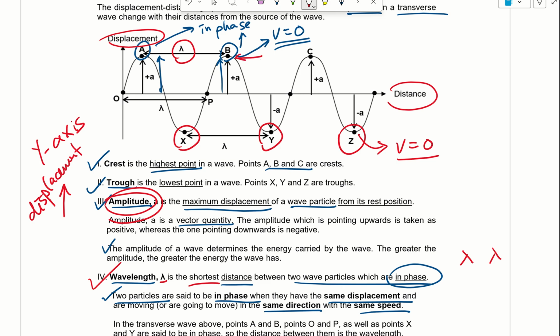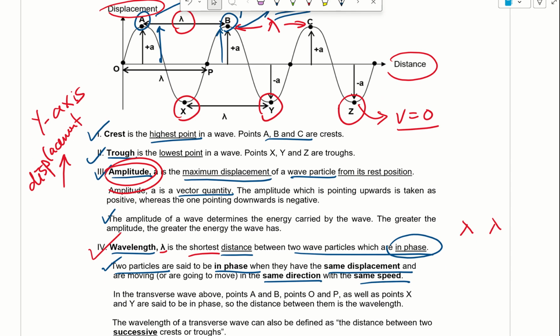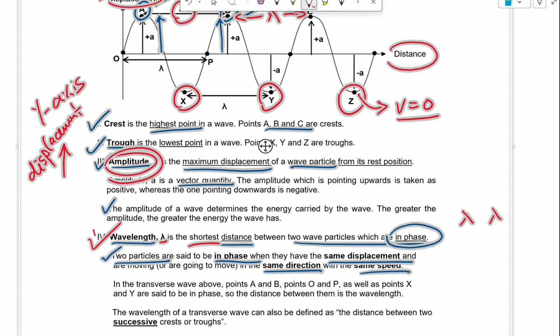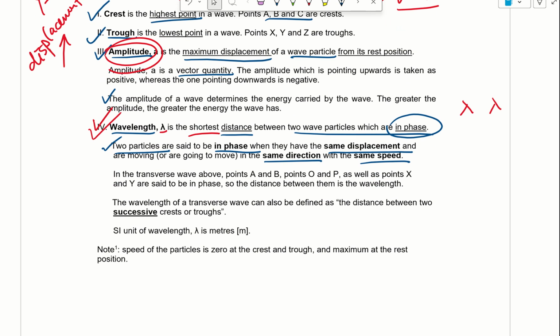Similarly, if I have a very nice uniform wave, the horizontal distance between B and C is in phase. Okay? So, what is wavelength? This is the definition that you need to memorize. But there's also another definition. The wavelength of a transverse wave can also be defined as a distance between two successive crests or troughs. Successive means side by side, one after another.